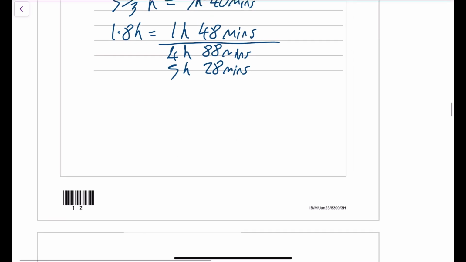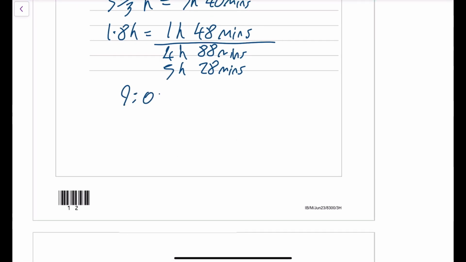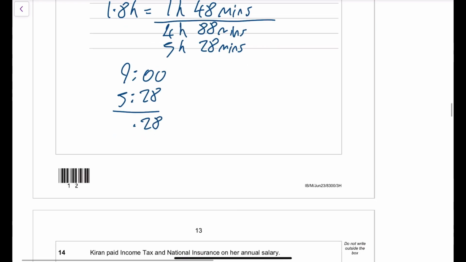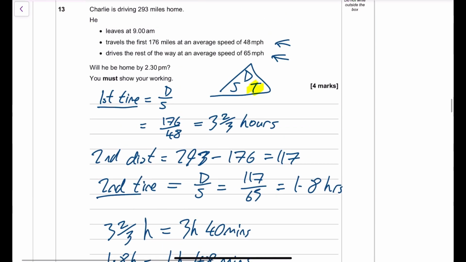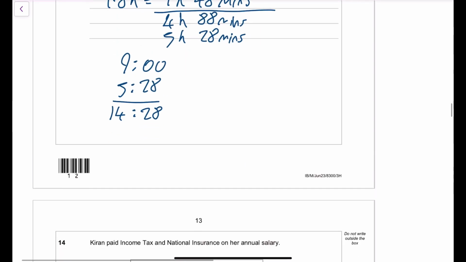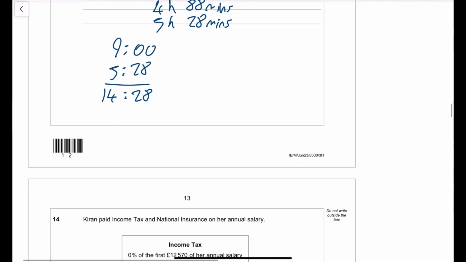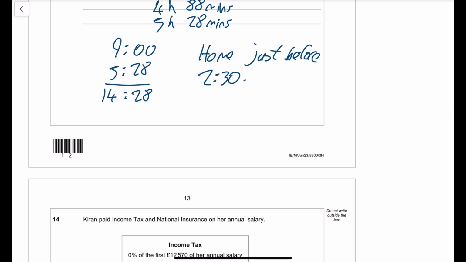And you started at 9 o'clock. So let's just do 9 a.m. and we're going to add on 5:28. So that's just going to be, add the minutes, you just get 28. Add the hours, you get 14. So 14:28. And will she be home by 2:30? Oh, she's just home, yes. Home just before 2:30 p.m. because remember that is 2:28 p.m. in the AM PM clock, 12-hour clock.